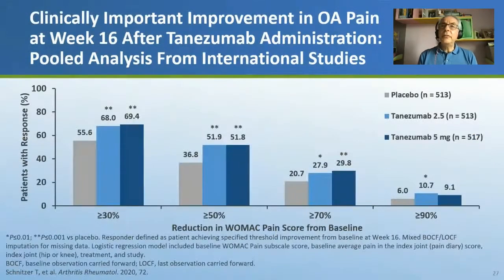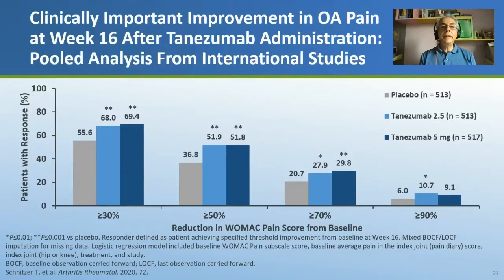So what is maybe more clinically relevant is to look at what is called the WOMAC improvement. So the WOMAC response, you see the greater than or equal to 30% improvement in WOMAC, greater than or equal to 50%, greater than or equal to 70% in terms of reduction in the WOMAC pain score from baseline, and also the last, greater than or equal to 90% reduction.